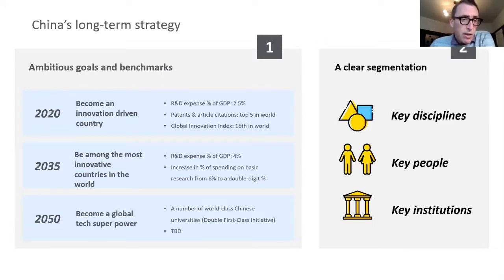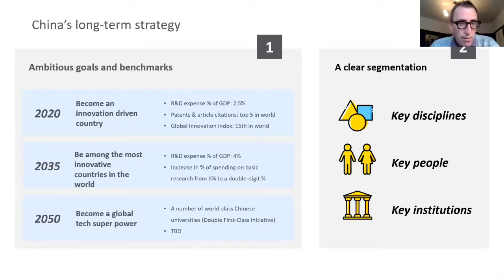And broadly, China's long-term strategy boils down to, on the left-hand side, some very forthright and clear goals and benchmarks over a midterm time period to go from being innovation-driven to being the innovation centre in the world.